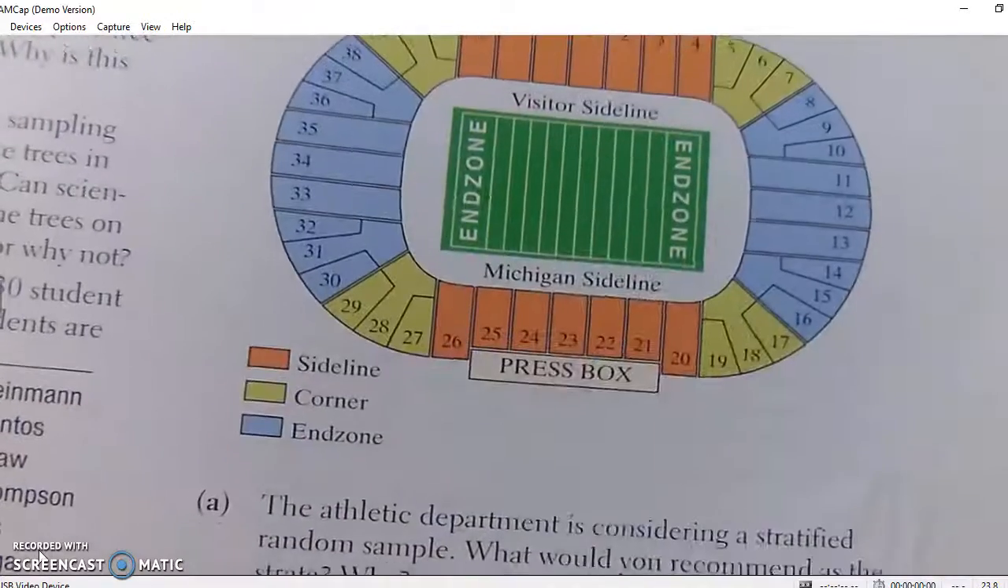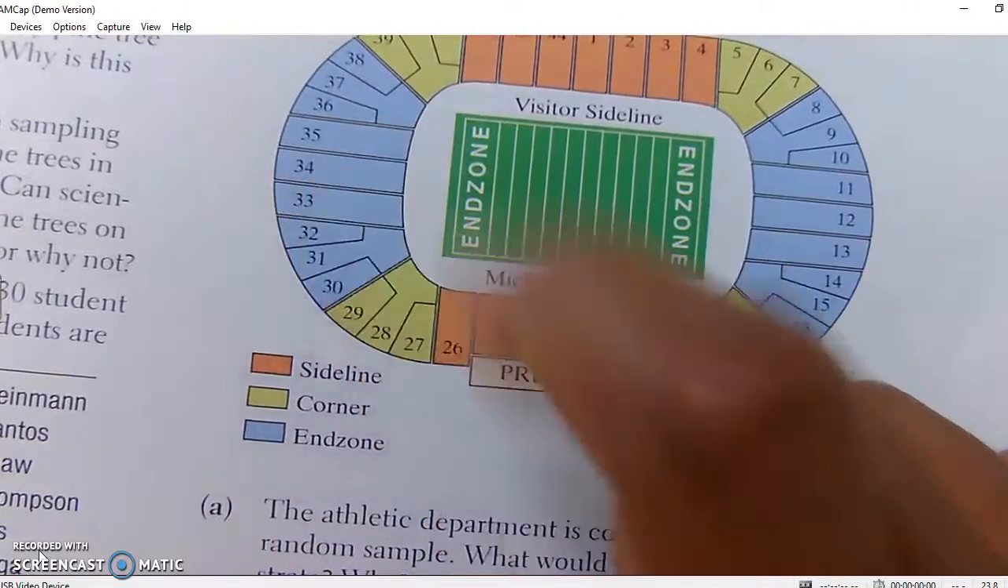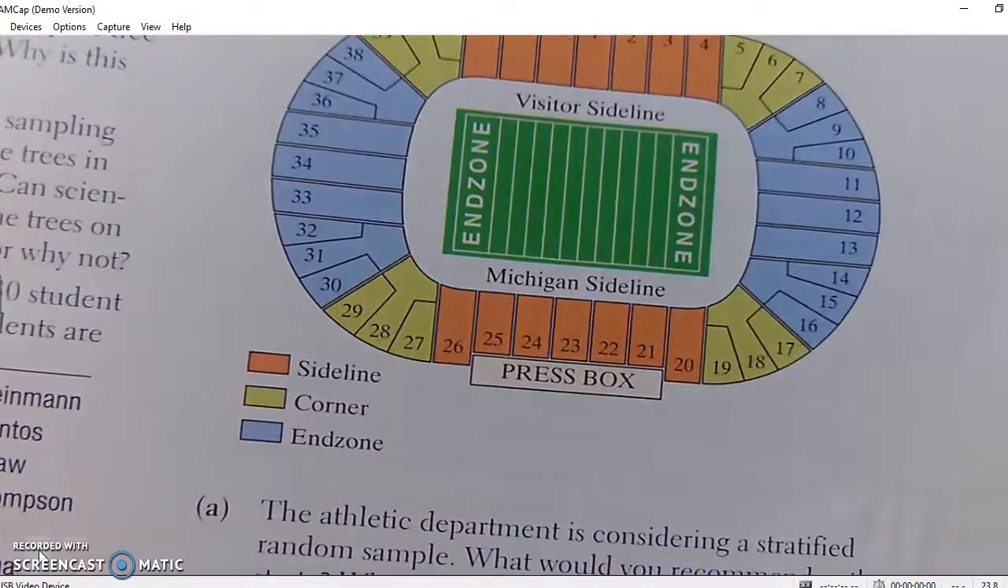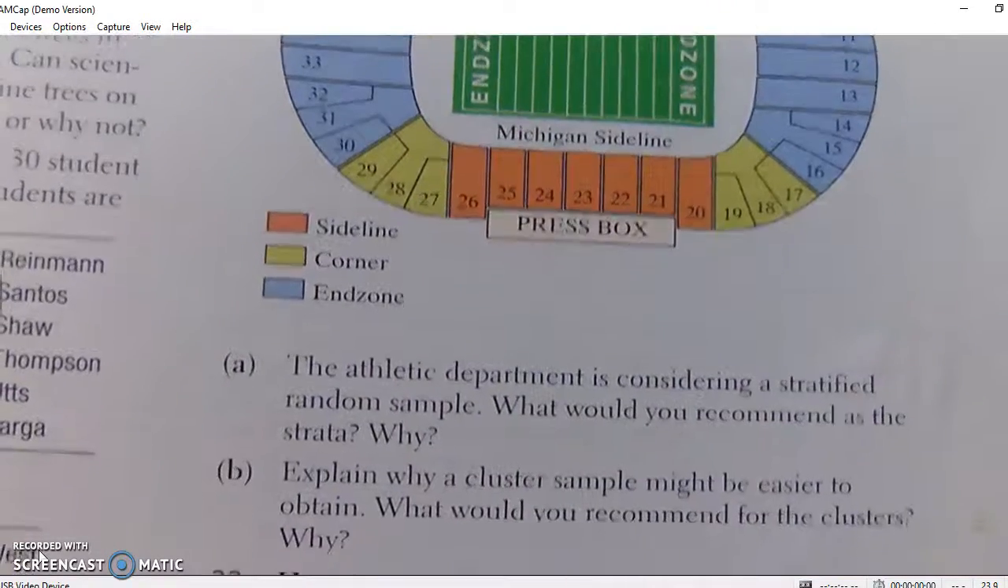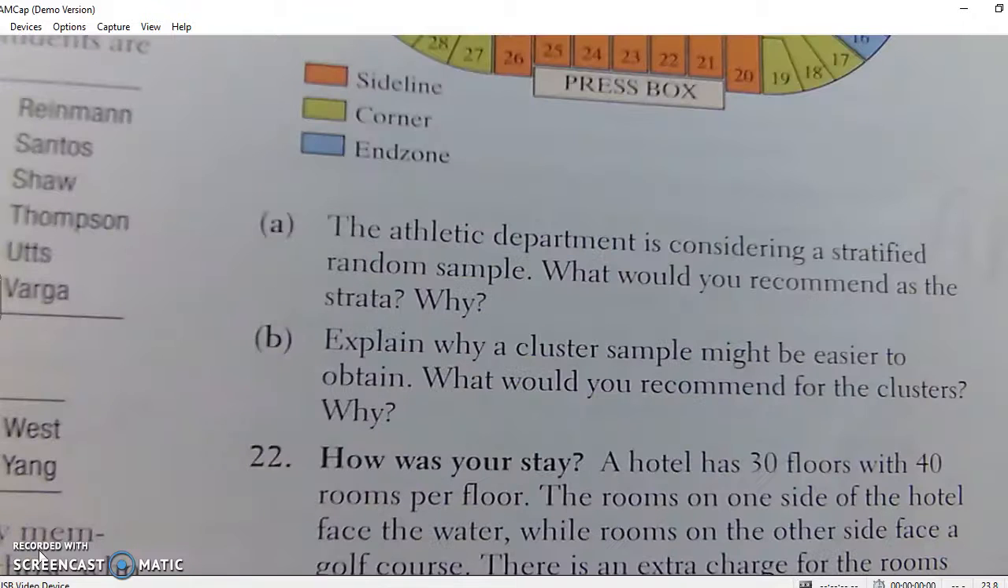So as you can see, we have our sideline here, an end zone here, and our corner here. They want us to answer 2 questions about potential sampling methods. The first question is, the athletic department is considering a stratified random sample. What would you recommend as a strata and why? Take a moment, you can pause the video to think about your answer before we come back together.